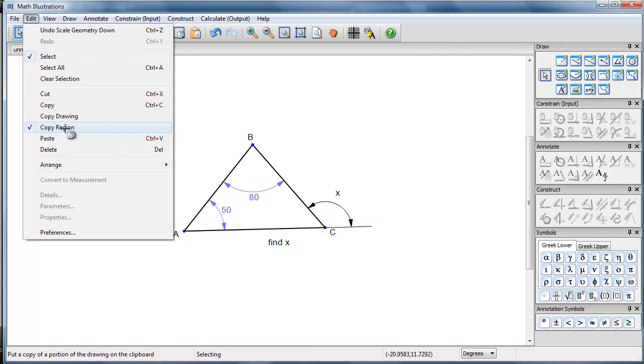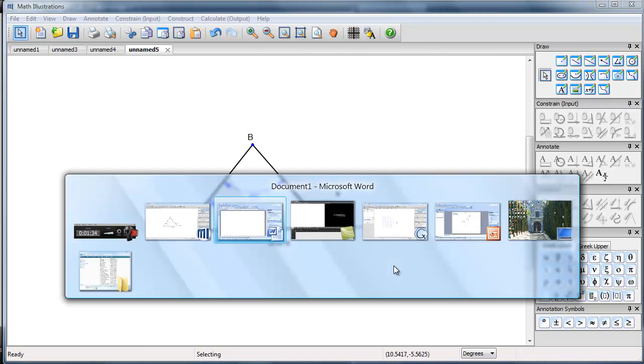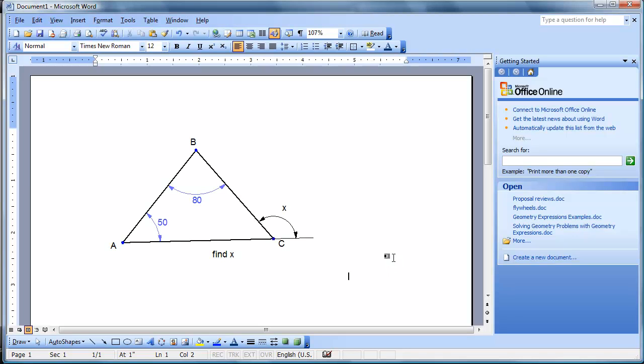Copy region, and I can now paste into Word. There, I have my drawing.